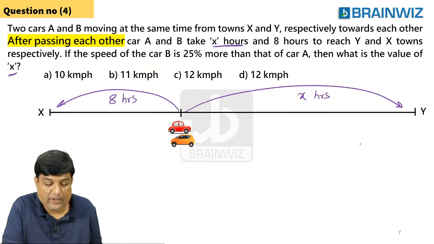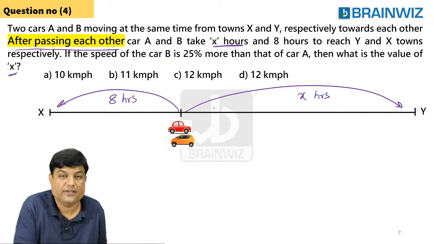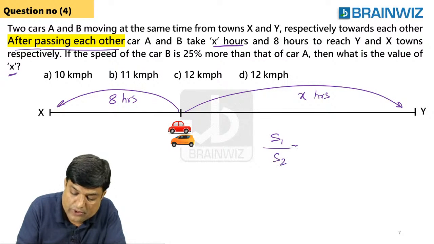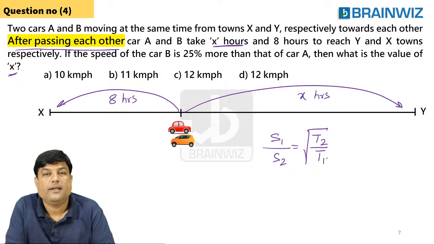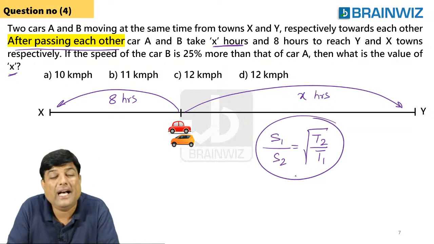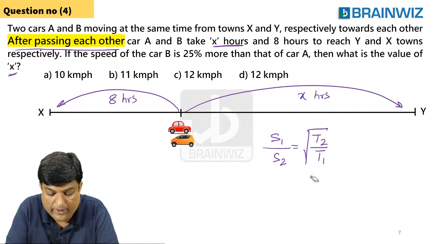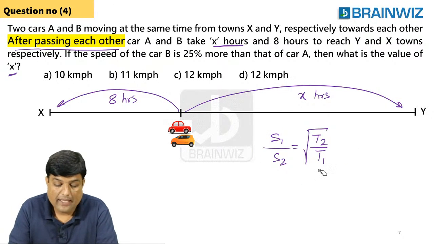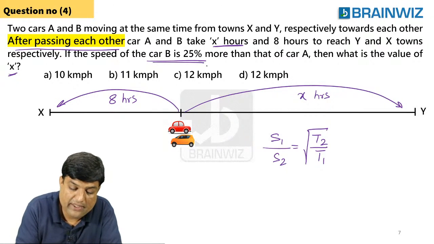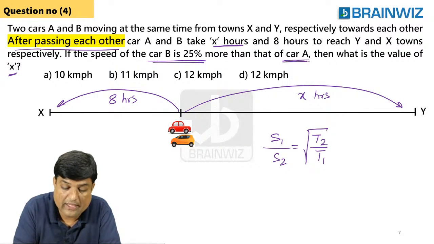Whenever you are given the case of after passing each other, use a small shortcut formula here: S1 by S2 is equal to under root of T2 by T1. If you do it with the help of the concept also, it does the same thing, but this is the last step of the concept. So better we remember it. Now, the relationship of the speeds is given to you. Car B is 25% more than car A.